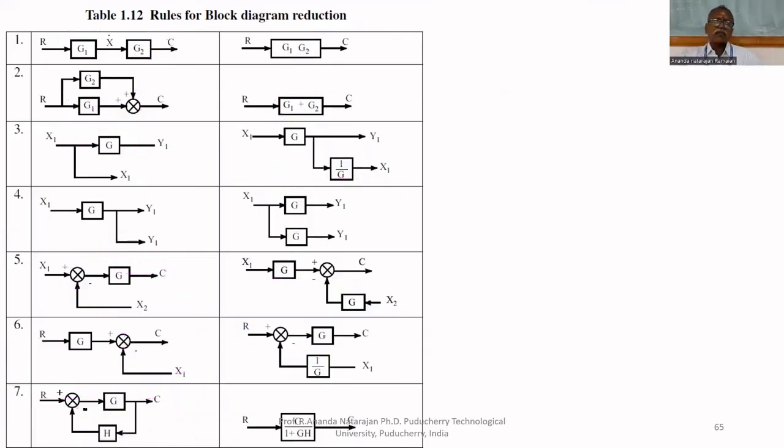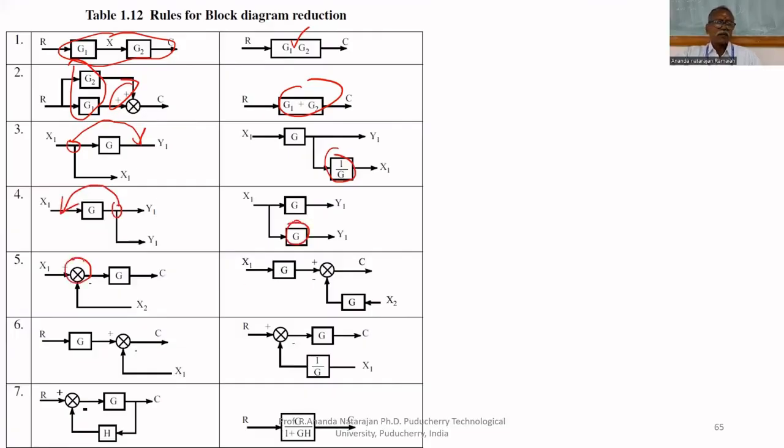If the blocks are cascaded, you can multiply them. If the blocks are parallel, both are summed together: G1 plus G2. If you want to move the takeoff point from here to here, divide by G. If you want to move the takeoff point the other way, multiply by G.